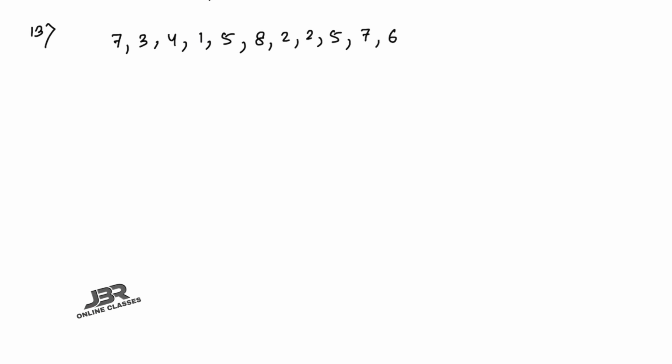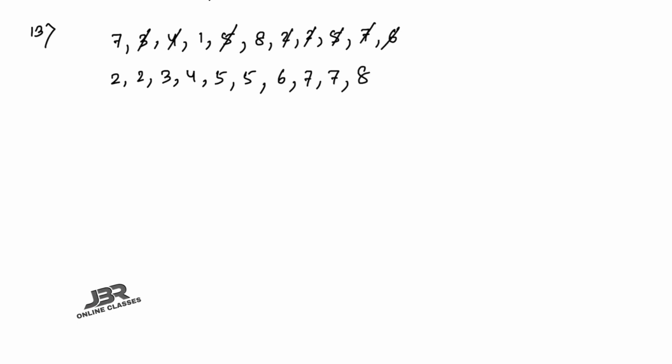So first you have to arrange it in ascending order. So 2, 2, 3, then 4. After that 5, then again 5, then 6, then 7, 7, and the last one 8. 1 will also be there. So 1, 2, 3, 4, 5, 6, 7, 8, 9, 10, 11.